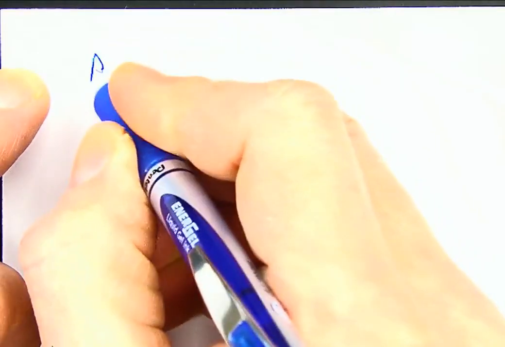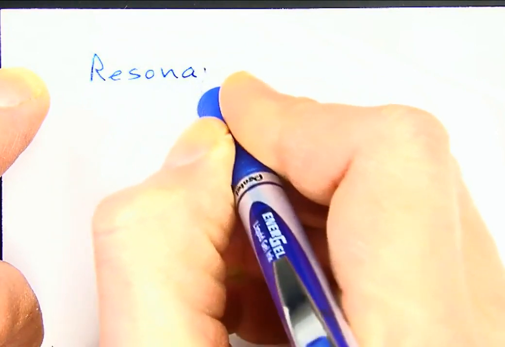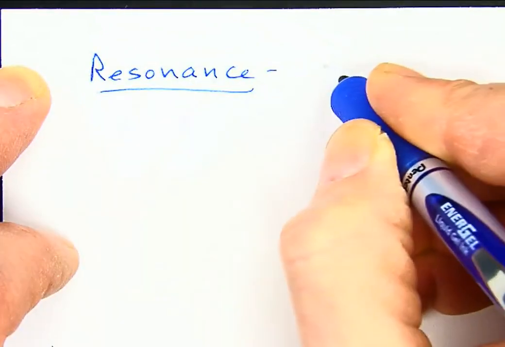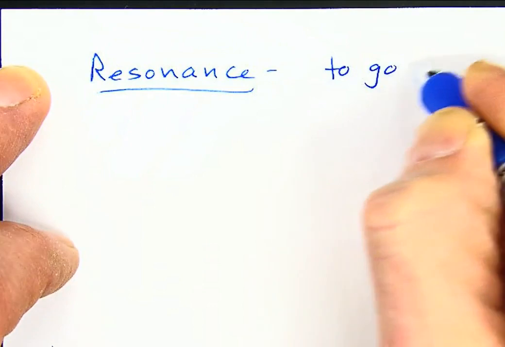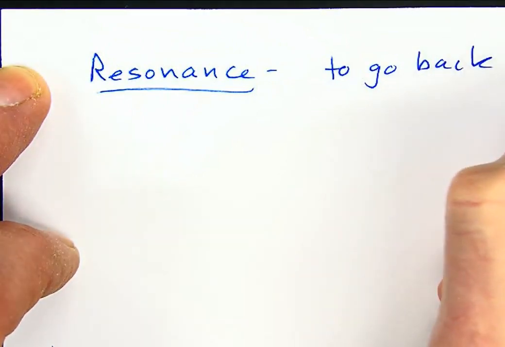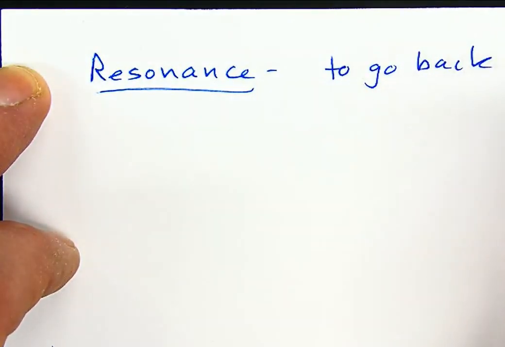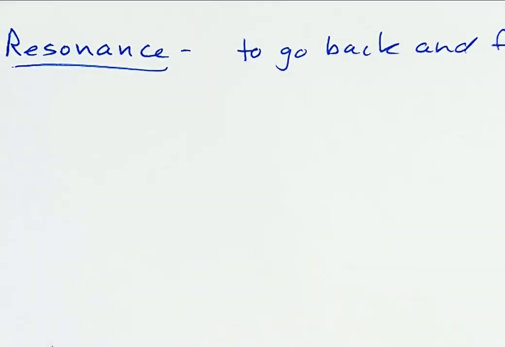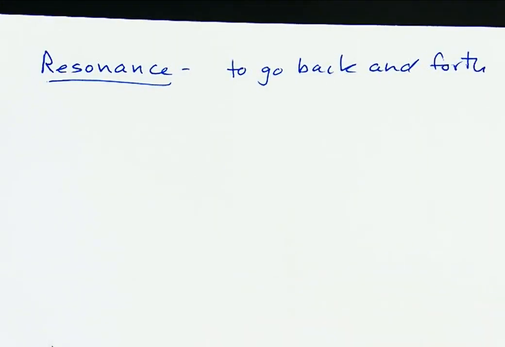But now we should look at something a little more complicated. This concept is called resonance, to resonate. Resonate means to go back and forth. That's the idea of resonance: something goes back and forth. When we have music, resonance means that it causes a vibration in something else. So what do we have here with resonance?